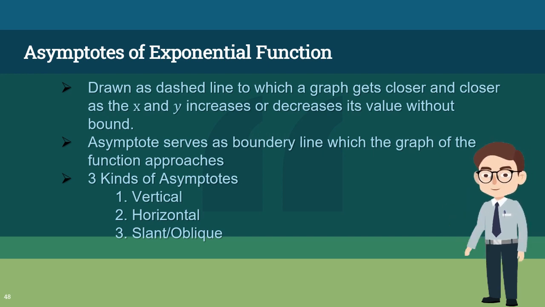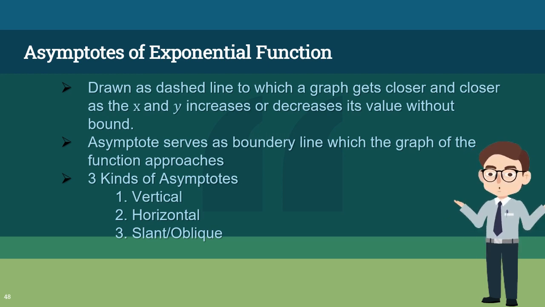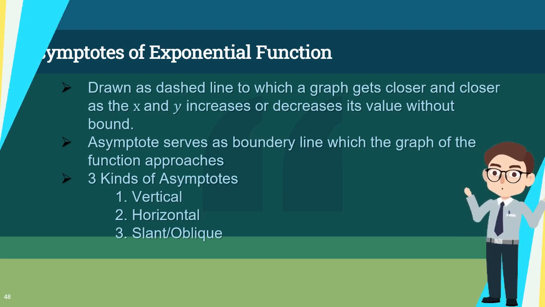Drawn as a dashed line to which a graph gets closer and closer as the x and y increase or decrease in value without bound. Asymptotes serve as boundary lines which the graph of the function approaches. There are three kinds of asymptotes. First is the vertical, second is the horizontal, and the third one is slant or oblique.